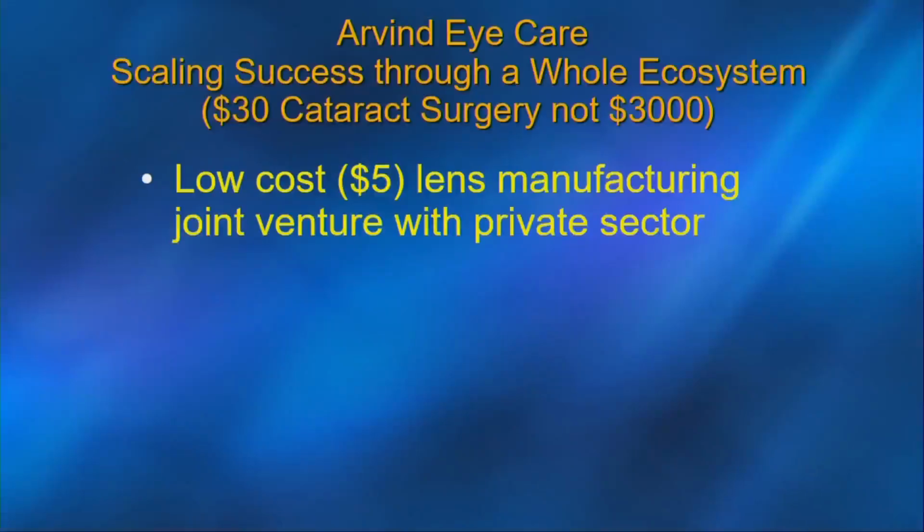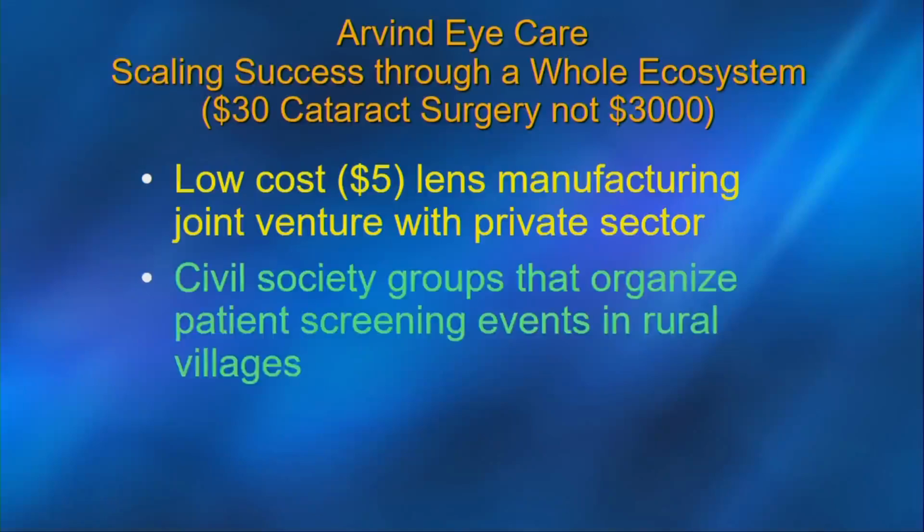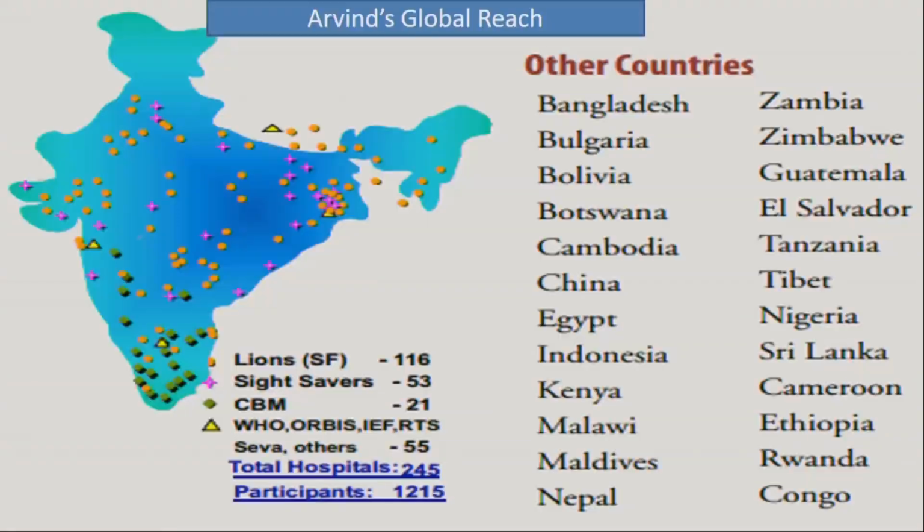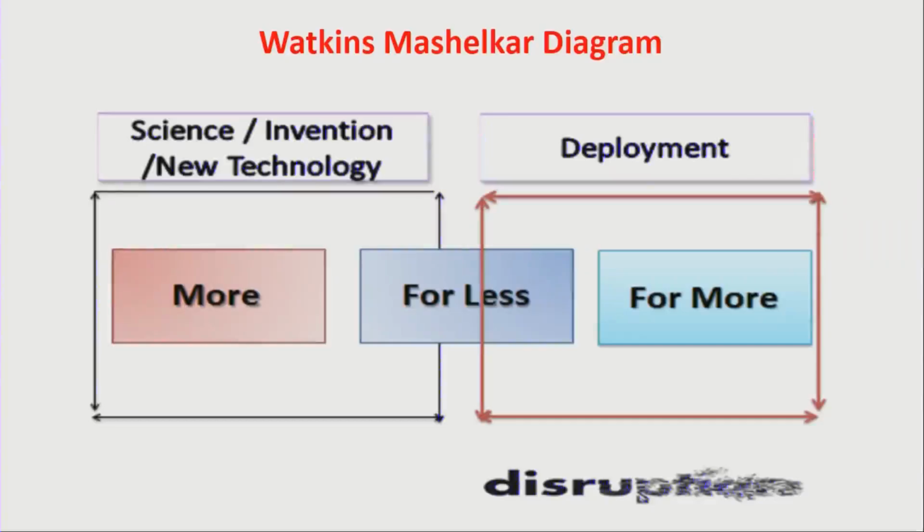Private sector helped it by creating a low-cost manufacturing company set up with a joint venture. Civil society, because you have to take tens of thousands of the people who needed to be operated, and the civil society came together to do that, and 2.5 million eye tests and 300,000 cataract surgeries per year. Affordable, scalable, sustainable, user-friendly, excellent, distinctive, all these parts. And it has gone to other countries now. This particular model is being used in other countries.